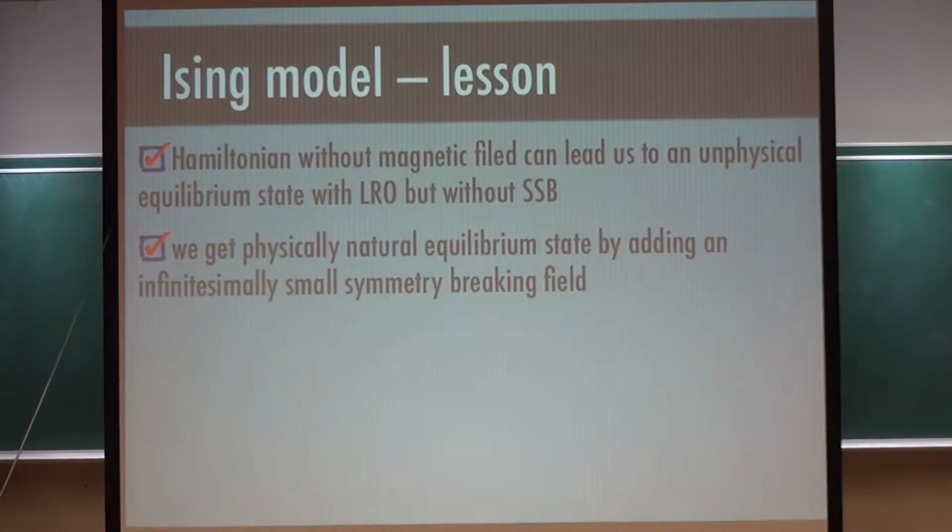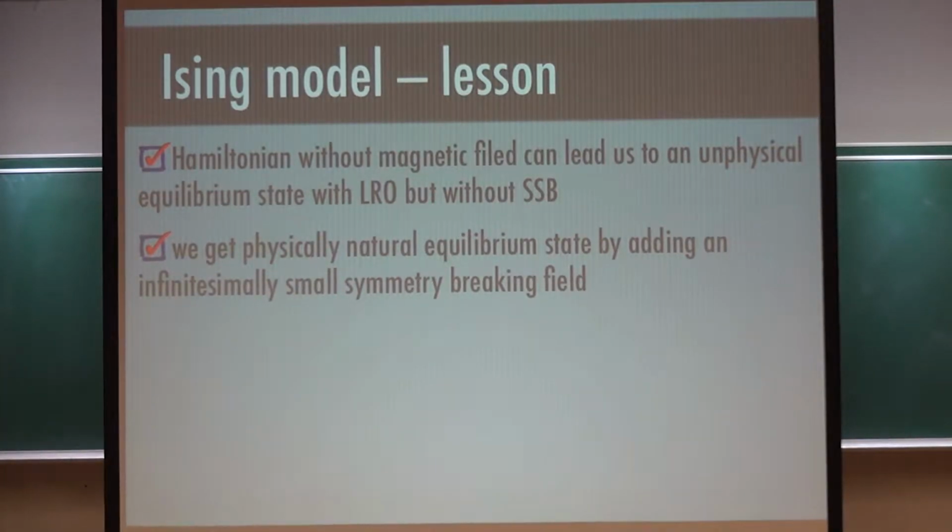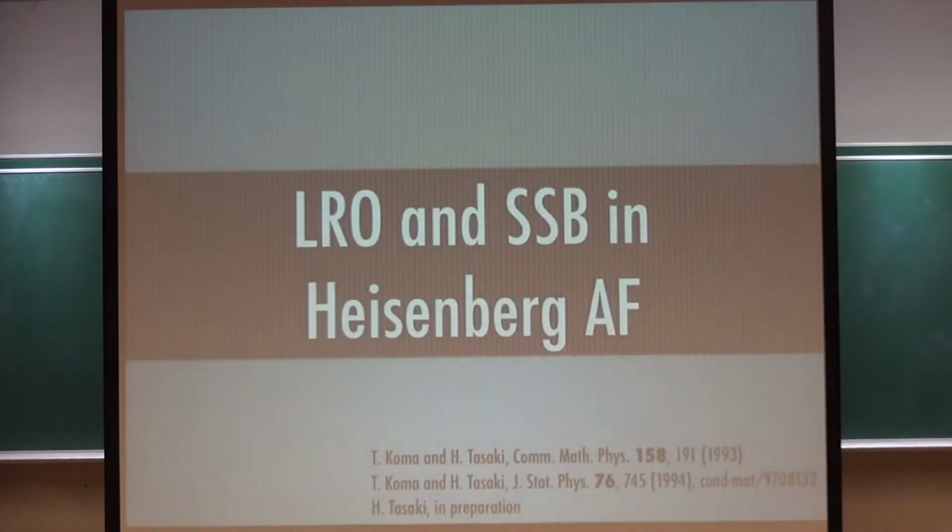And so the lesson that we should learn is that a Hamiltonian without a magnetic field can lead us to an unphysical equilibrium state, which has long-range order, but which has no spontaneous symmetry breaking. But we get physically natural equilibrium states by adding an infinitesimally small symmetry breaking field. So this is something we should keep in mind when I go to more concrete problems.